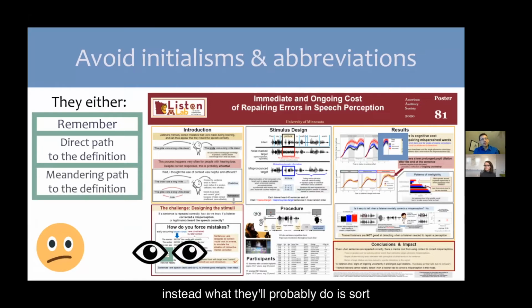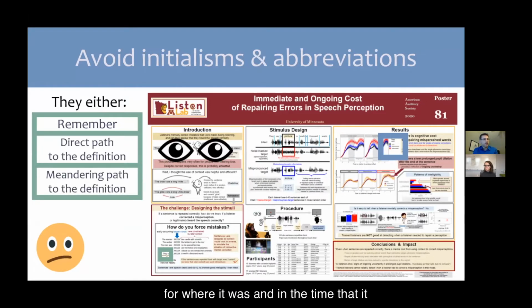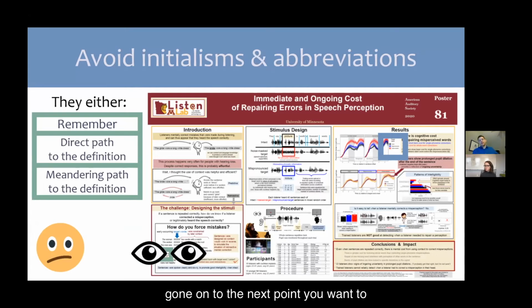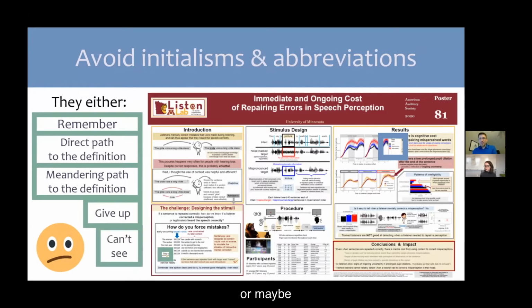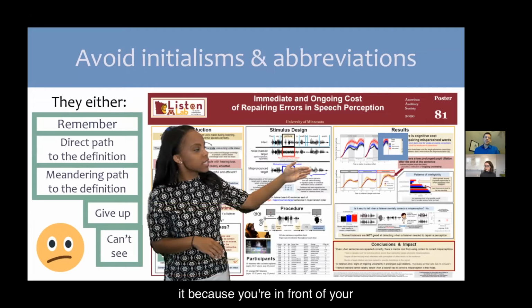Instead, what they'll probably do is meander around the poster and look for where it was. And in the time that it takes to do that, you might have already gone on to the next point you want to make and you've lost them. They might just give up, like, oh, I'm just not going to worry about this. Or maybe they know where it is, but they can't see it because you're in front of your poster presenting it. So this is not really a problem for virtual posters this year, but you'll probably go on to present many more posters in person in the future. And so just keep in mind that as you're standing in front of the poster, a person might be trying to find something that you're standing in front of.